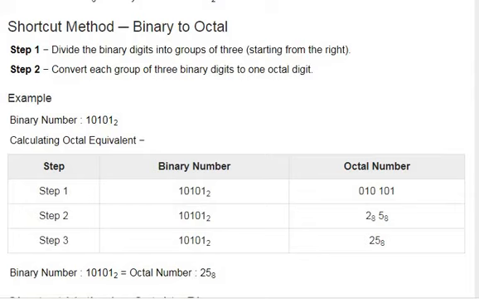So look at the number here, 010101. 010 is nothing but 2 and 101 is nothing but 5, if you convert it into decimal. So it is 25 base 8. A shortcut method to convert from binary to octal: divide the number into groups of 3 and convert each into decimal individually, 2 power 0, 2 power 1 and so on.